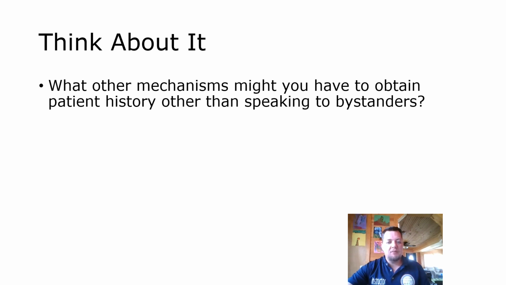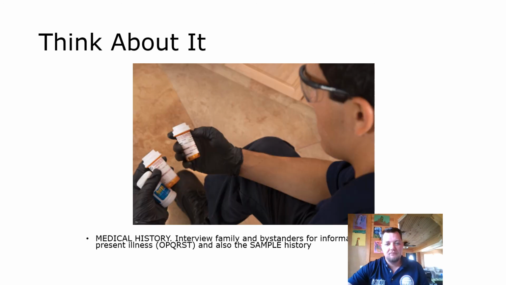So what other mechanisms might you have to obtain patient history other than speaking to bystanders? Again, look for medical devices, tattoos sometimes. I know that tattoos are a big thing, being put on the wrist, that they're type 1 diabetic, type 2 diabetic, or that they have seizures or something like that. Okay.